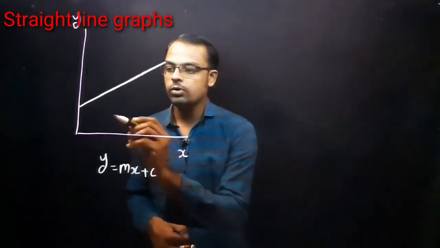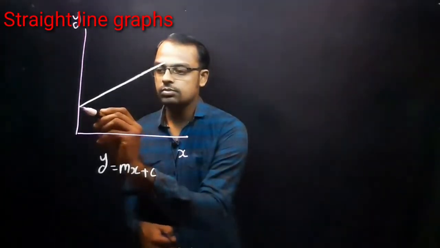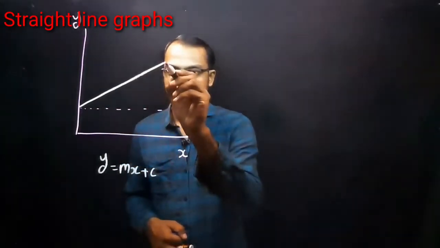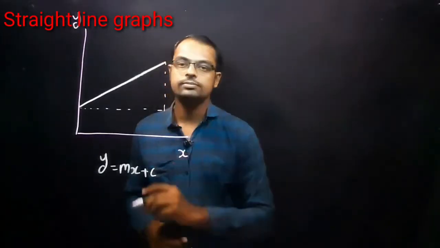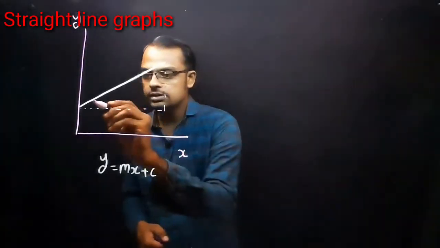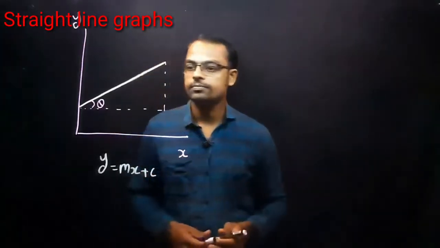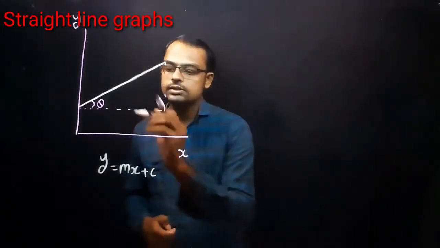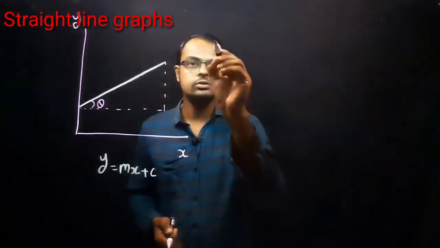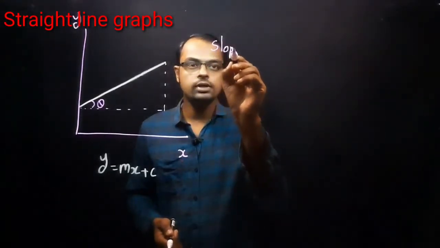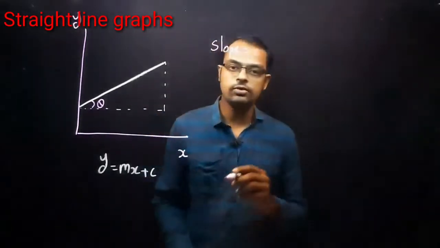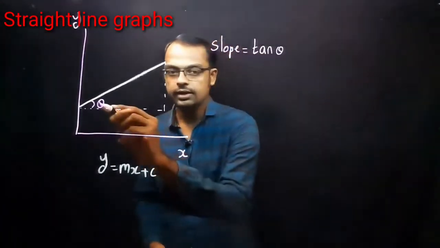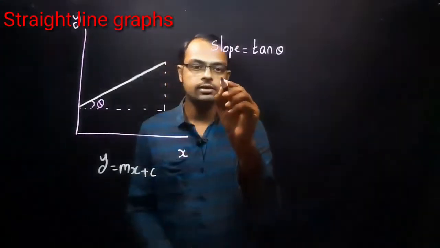In order to find the slope of this graph, we are constructing an imaginary triangle, exactly meeting at this point, and this is making an angle theta. Now, what is the slope? That's what we are going to calculate. So we can write here, slope of this graph is equal to tan theta. So what is tan theta here?